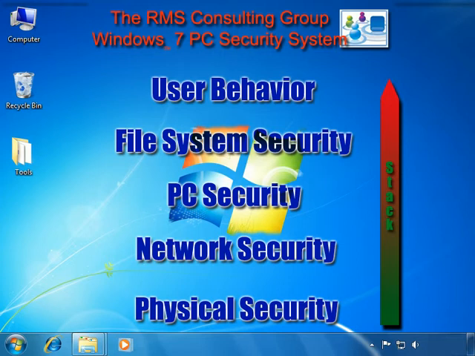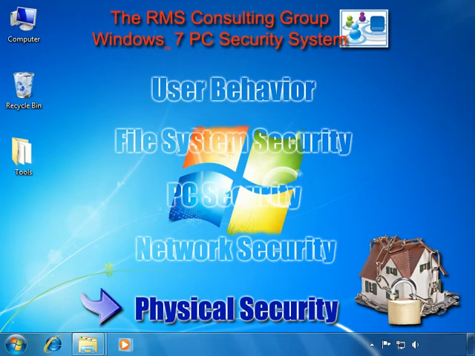Now let's take a quick look at what each of these layers means with regard to the security system, beginning with physical security. Physical security refers to the actual physical access of your PC at home or at your small business. It should also include all networking components and your DSL or cable modem.